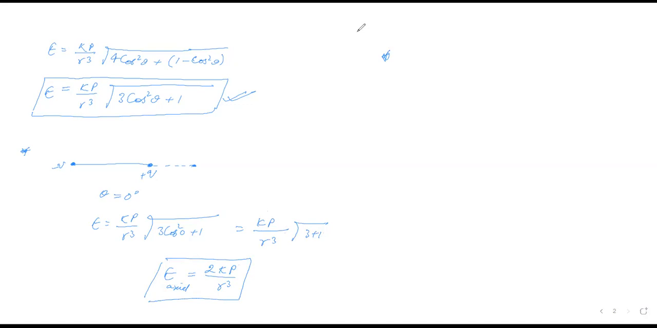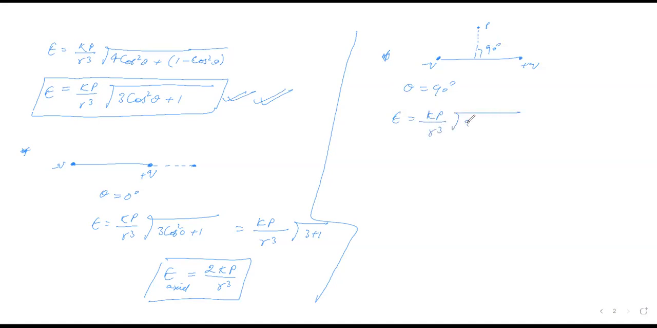In the next part, if you are taking an equatorial position, like this is your dipole, and you are taking a point here that makes a 90-degree angle from the center of the dipole, then if we consider theta equal to 90 degrees and put this value into the standard equation, what will you get? You get Kp over R cube root of 3 cos square 90 degrees plus 1. Cos 90 is 0.